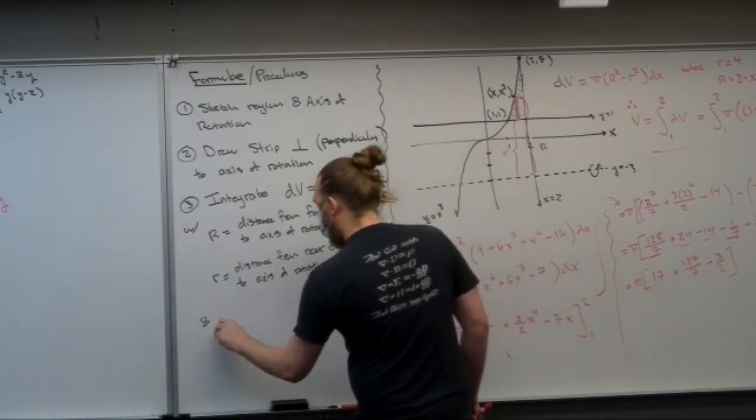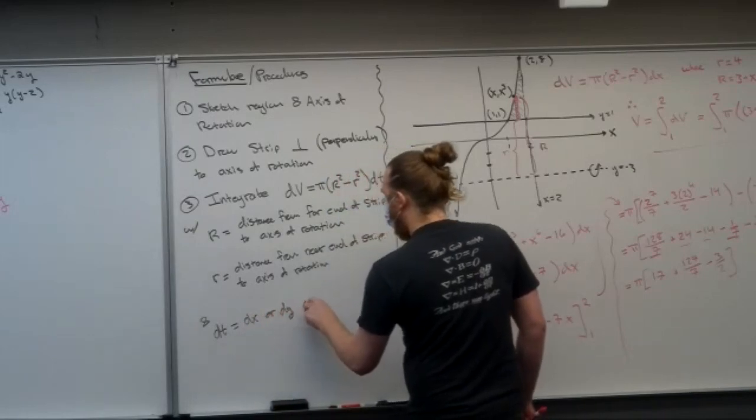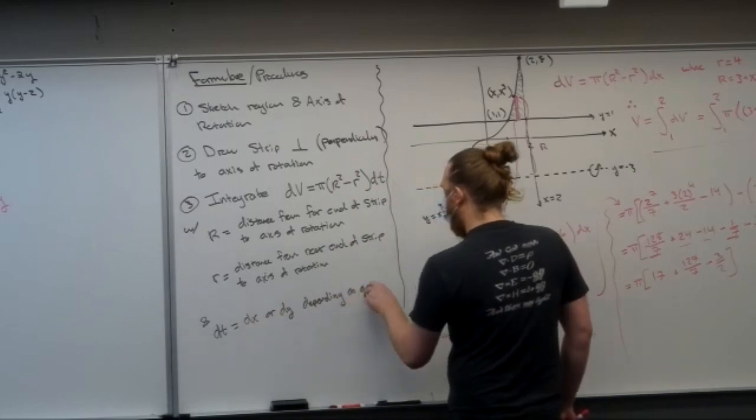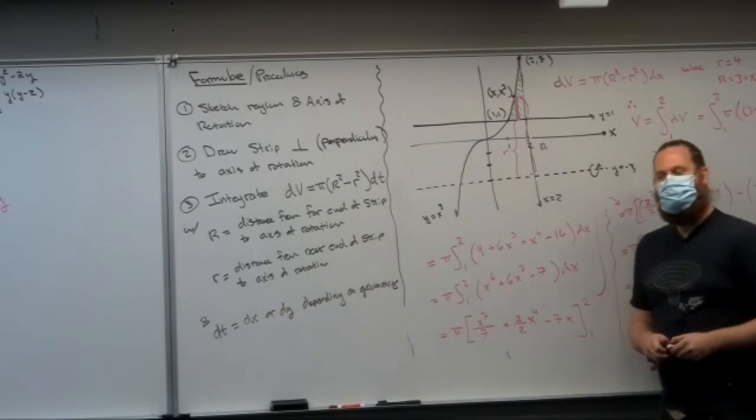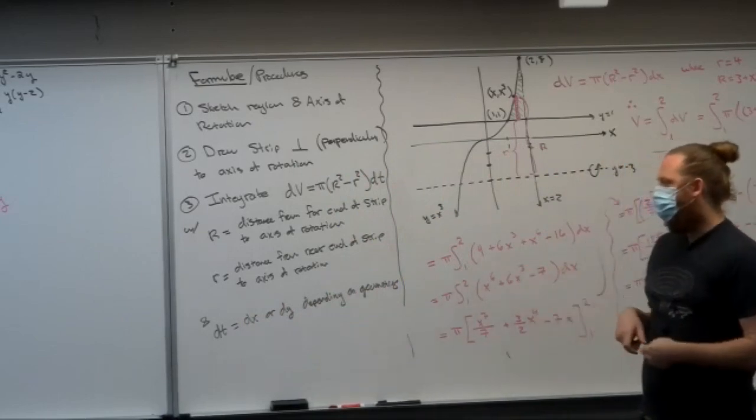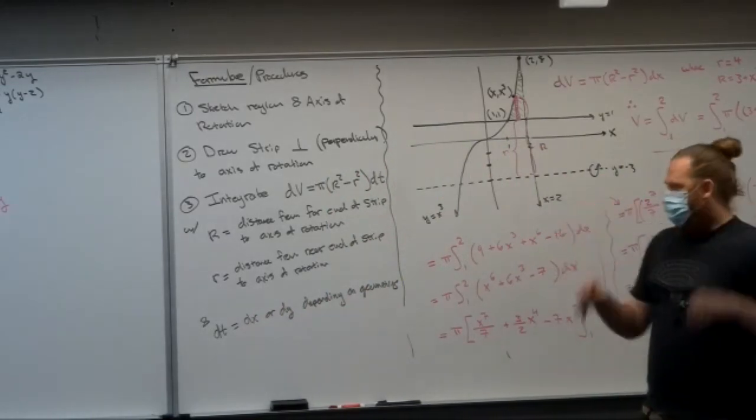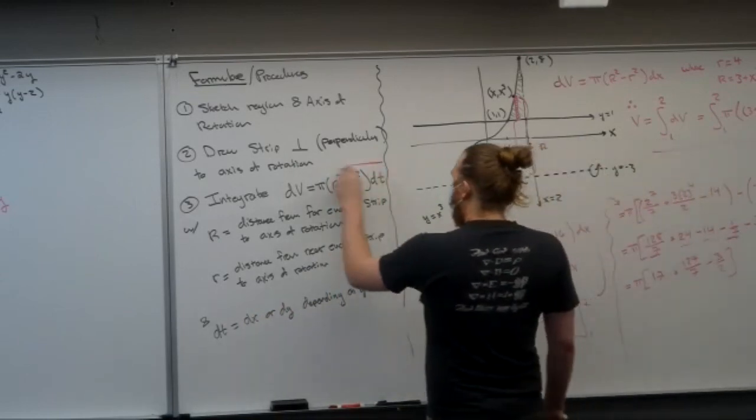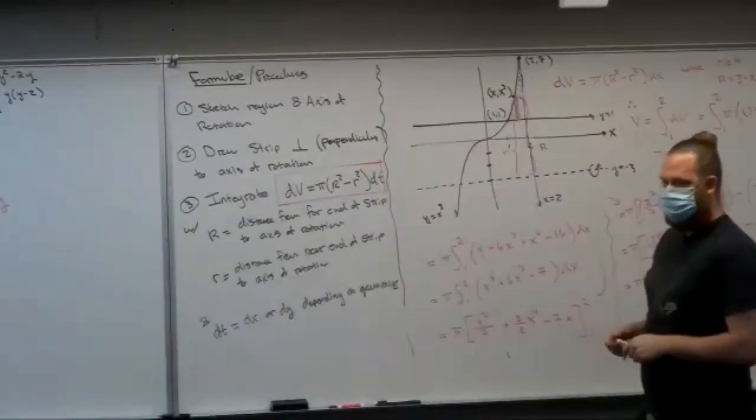And finally, dt is either dx or dy, depending on geometry, right? It's the thickness of your strip. So if your strip is oriented vertically, the thickness is a horizontal thickness and dt will be dx. If your strip is oriented horizontally, then its thickness is a vertical thickness and dt will be dy. This is as good as you can get for the formula here. And this is for the disk washer method.